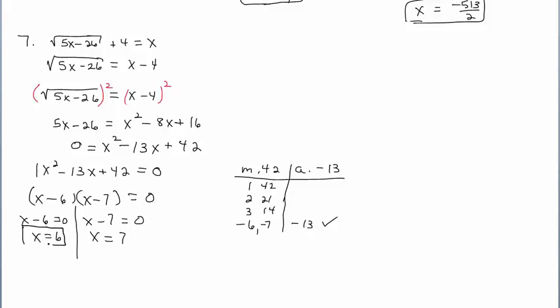Let's check 7. So 7 goes in here and here. So let's see. 5 times 7 is 35. Minus 26. 35 minus 26 is 9. Square root of 9 is 3. 3 plus 4 is 7. This one checks too.